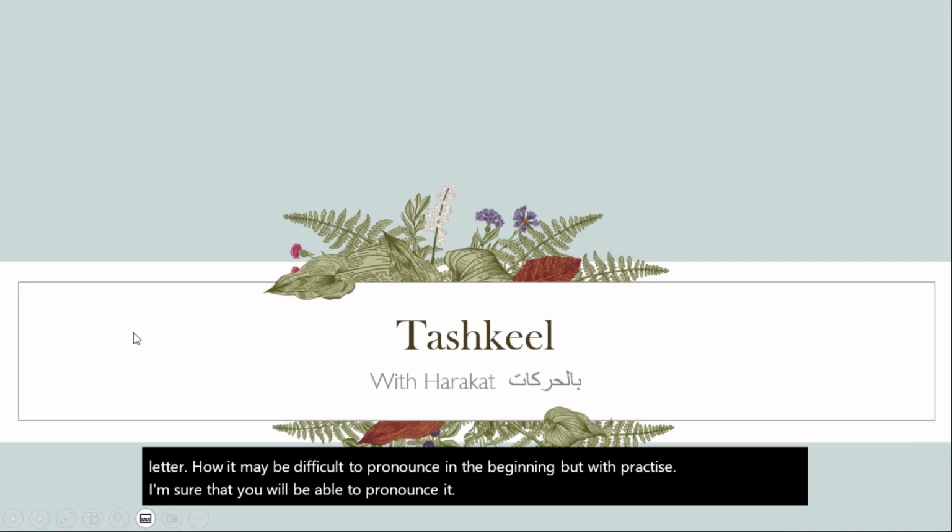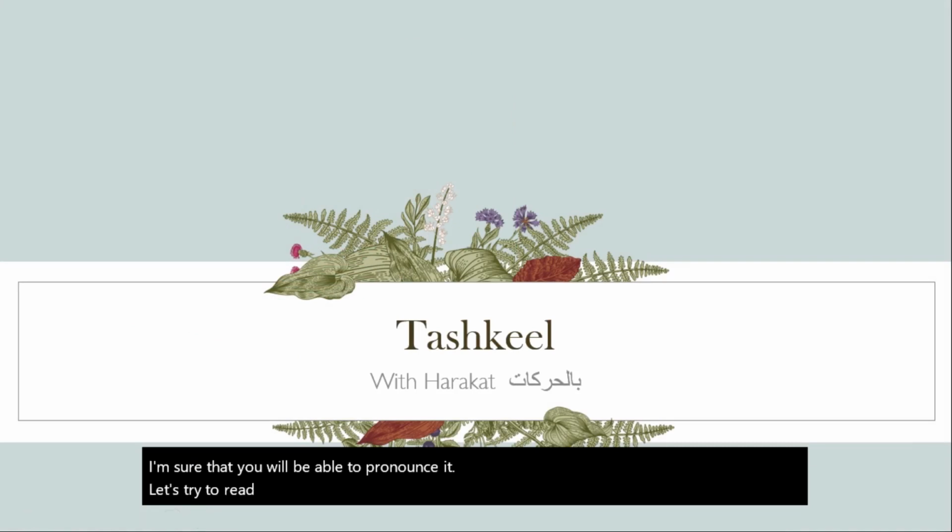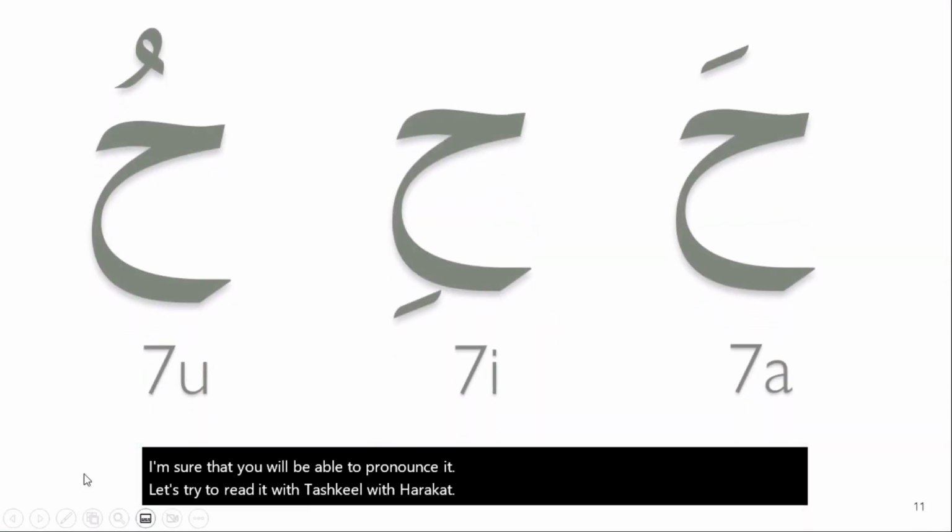Now let's try to read it with تشكيل, with حركات. As usual, we have three main diacritical marks: فتحة, كسرة, and ضمة. With فتحة, it produces the ah sound, so it would be ha. With كسرة, it would be حي. With ضمة, it would be حو. So ha, حي, حو.